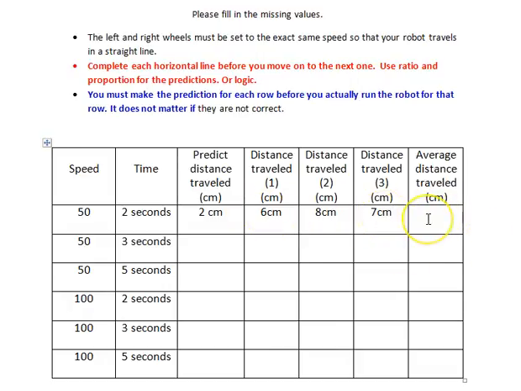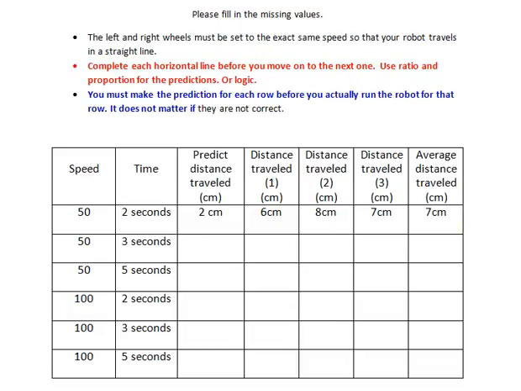Then you've got to fill in the average distance traveled. Remember that average is the figures on the points added up divided by the number of points. So 6 plus 8 is 14, plus 7 is 21. We divide by 3 because there were 3 points that you measured. So the average distance traveled is 7 centimeters.